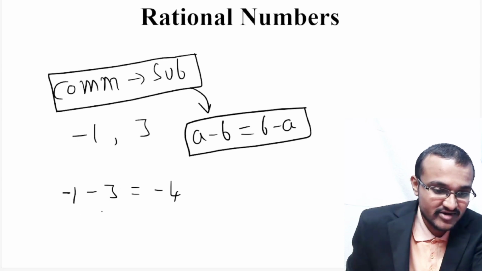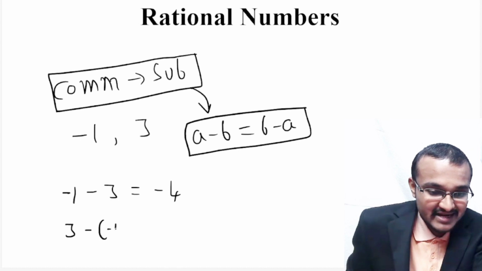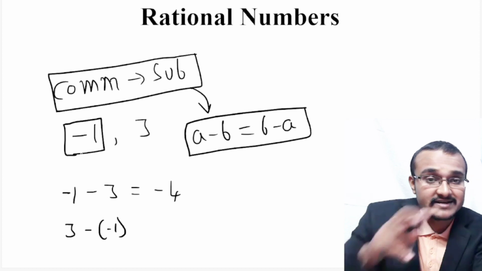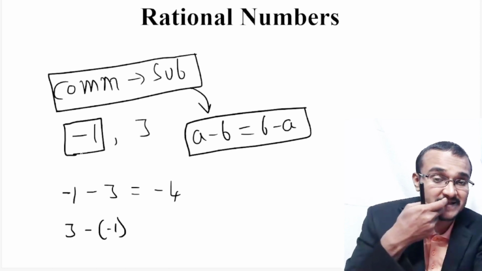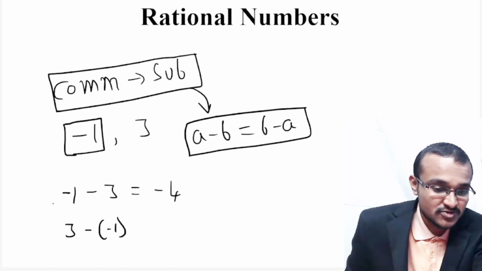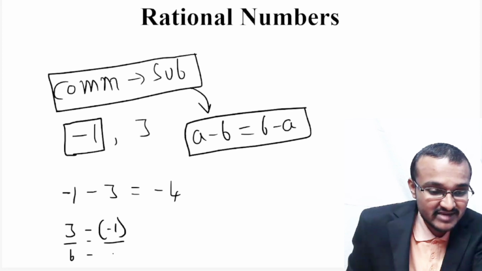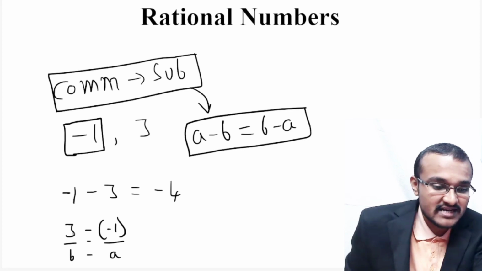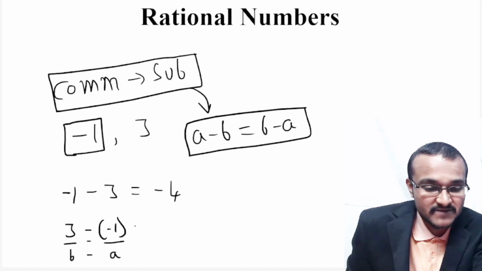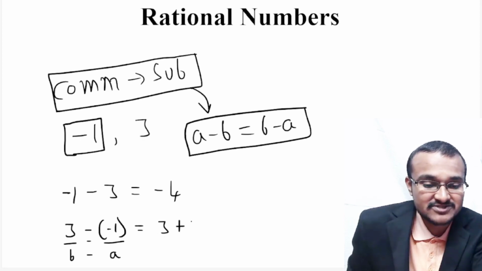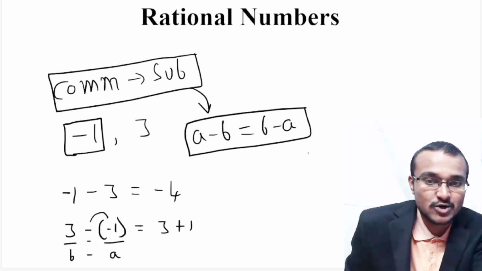Similarly, when you interchange the positions of a and b, it will become 3 minus of minus 1, because here a and b are interchanged. So in the place of a, I should write minus 1. Now this 3 is b, this minus is there, and this minus 1 is a. So here it is actually b minus a. When you do this, it will be 3 minus of minus 1. So 3 minus of minus 1 will be 3 plus 1, because minus into minus is always plus.